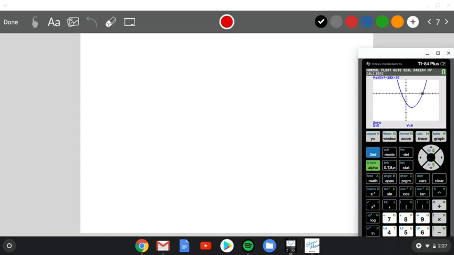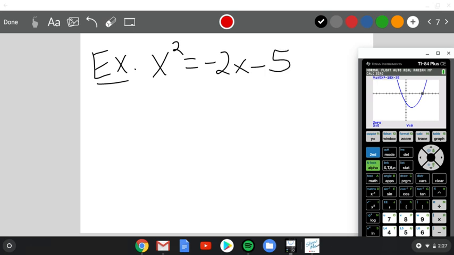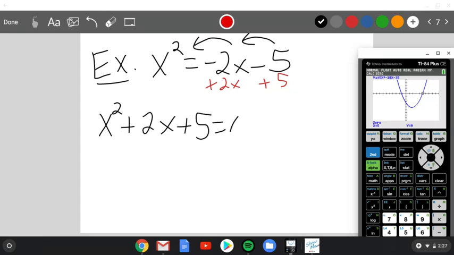Next example. X squared equals negative 2x minus 5. So again, it's not ready to go. We'll need to move the 2x over. We need to move the negative 5 over so that it all equals 0. So we need to add 2x and we need to add 5. X squared plus 2x plus 5 equals 0.